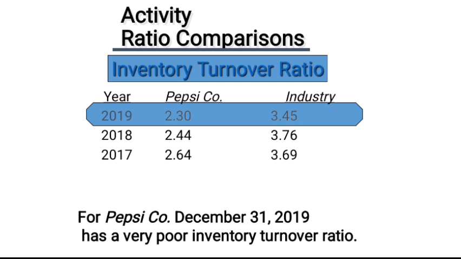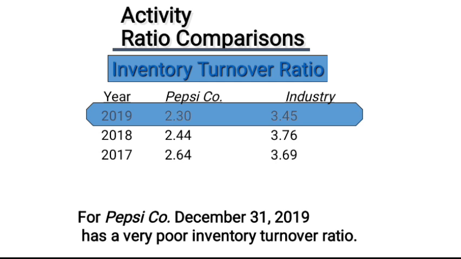Inventory turnover ratio. Now we will do a three-year comparative analysis of Pepsi Cola with other industry companies, other beverage companies operating in Pakistan. In 2017 it was 2.64, in 2018 it got to 2.44, and in 2019 it got to 2.30. The industry was operating at 3.69, then 3.76 in 2018 and 3.45 in 2019. So for Pepsi Cola, December 31st, 2019, it has a poor inventory turnover ratio. So Pepsi is poorly managing its inventory as compared to the market.